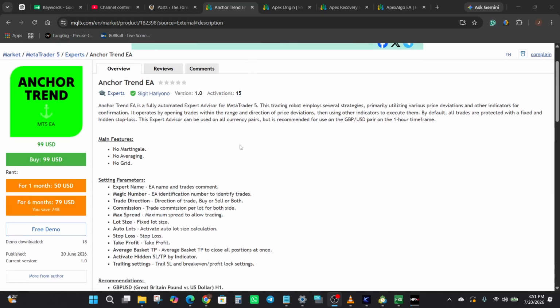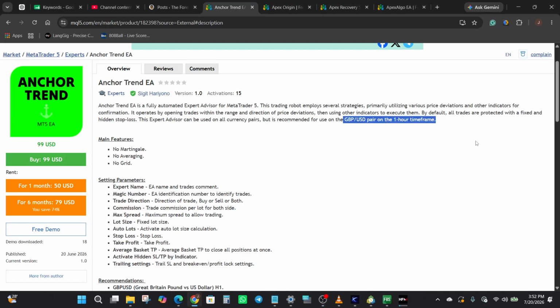Now, scrolling into the description, this is a fully automated expert advisor using price deviations combined with other indicators for confirmation, opening trades within the range and the direction of those deviations. All right, now all trades are protected by a fixed and hidden stop loss by default. It can technically run on any currency pair, but the listing specifically recommends GBPUSD on the H1 time frame.